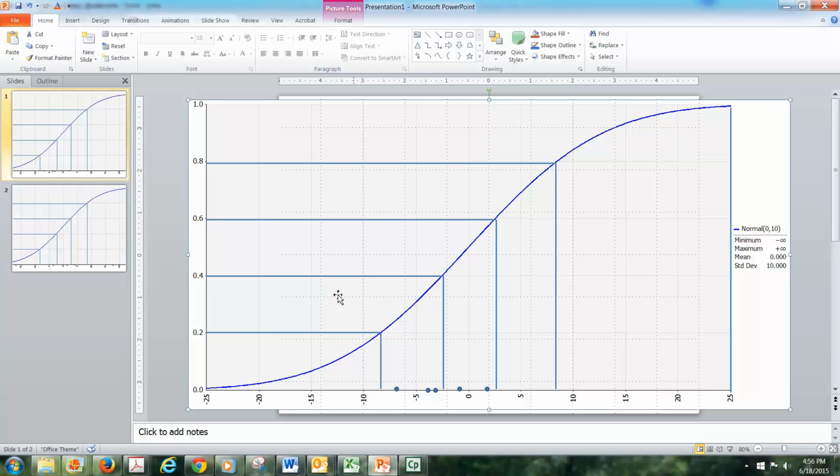Okay? Now, the way Latin hypercube works is it says if I have a sample of 5, I'm going to divide my number line into 5 equal probability segments. Each segment has 20% of all the values in it.